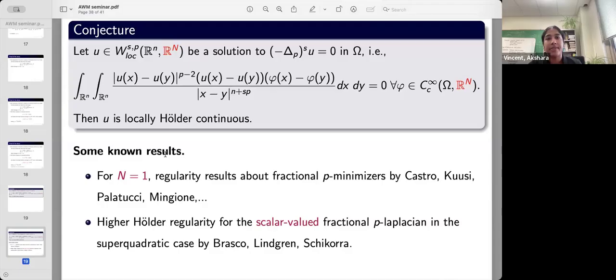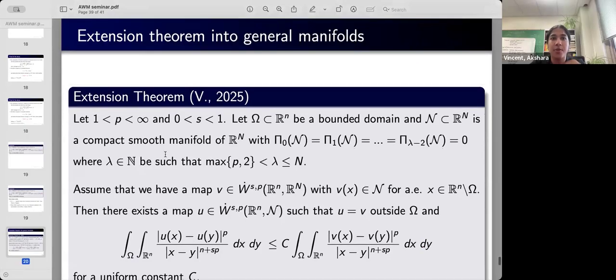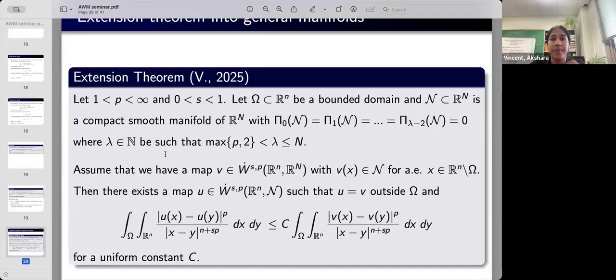So this was another difficulty which we faced, and therefore we have the additional assumption sp close to n. And if we know more results about the vector valued fractional p-Laplacian, we will be able to improve the result to more general cases of s and p. And we talked about the case when we have the extension theorem into the unit sphere. So we can do the extension into more general manifolds, and therefore we can improve our result to more general manifolds. So this is the result that we are looking at.